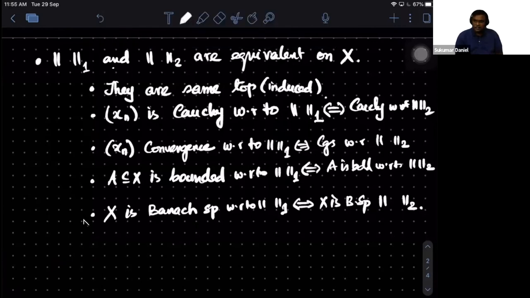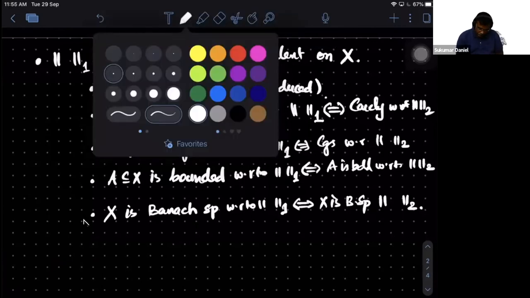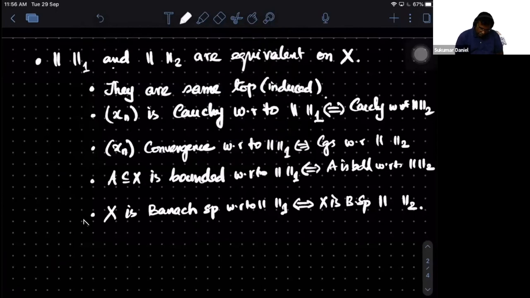Now there is a quick side information. In fact, it's an exercise I will leave for you to think about. Suppose, in the norm equivalence, I have only one side. What do I mean by that?